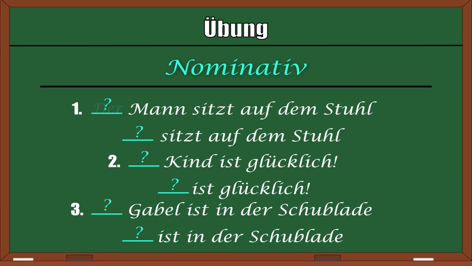Der Mann sitzt auf dem Stuhl. The man is sitting on the chair. Sitzt auf dem Stuhl. He's sitting on the chair. Das Kind ist glücklich. The child is happy. Es ist glücklich. It is happy. Die Gabel ist in der Schublade. The fork is in the drawer. Sie ist in der Schublade. It is in the drawer.